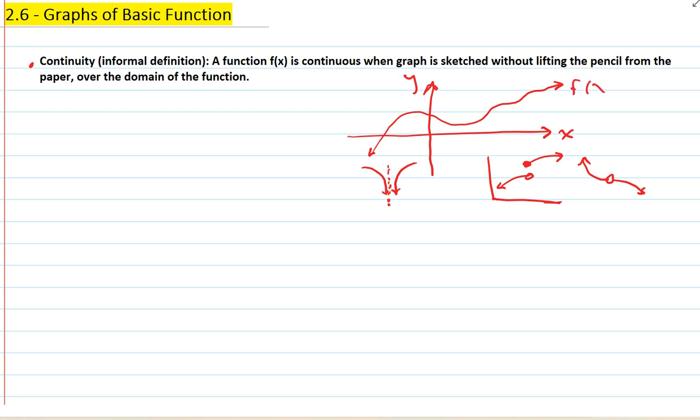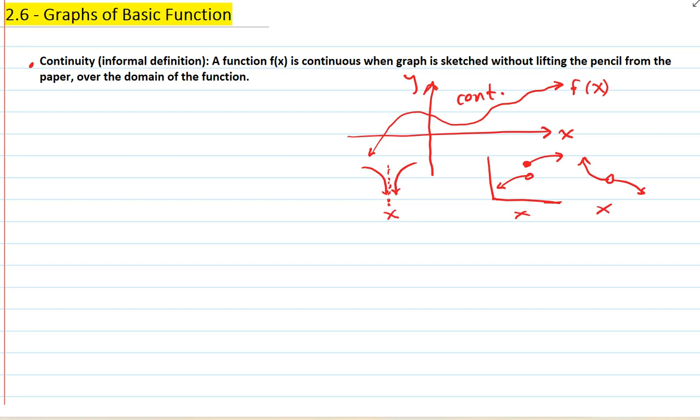So the one that I graphed initially is an example of one that is continuous. That's the only one. This one is not, this one is not, and this one is not. Okay, so having talked about those, we're going to look at graphs of functions that are continuous in this segment.